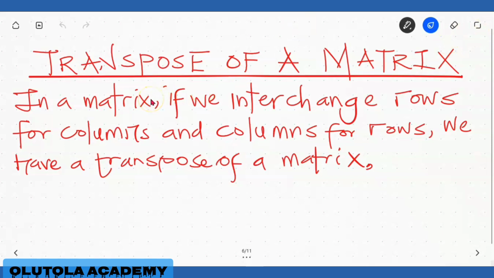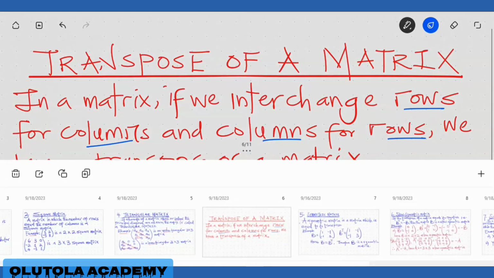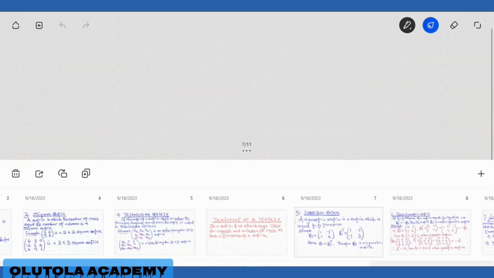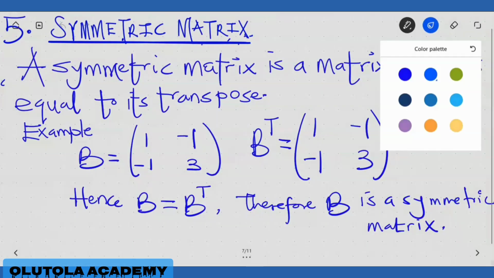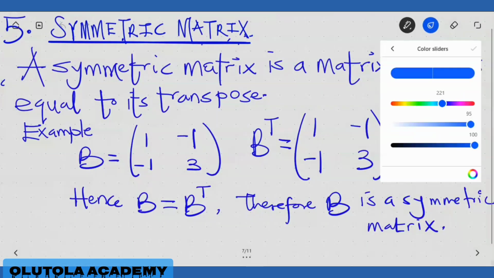If we interchange the columns for rows and the rows also for columns, we are going to have a transpose of a matrix. So having known what a transpose of a matrix is, we can go straight up to a symmetric matrix.